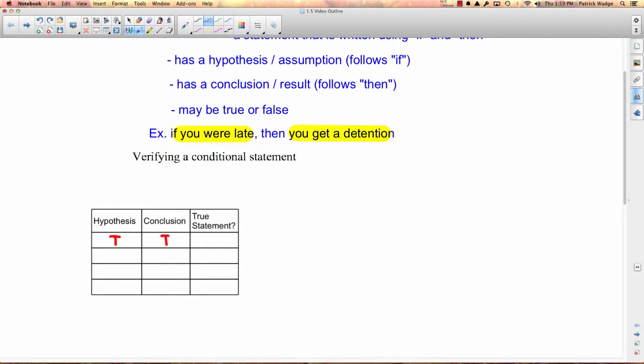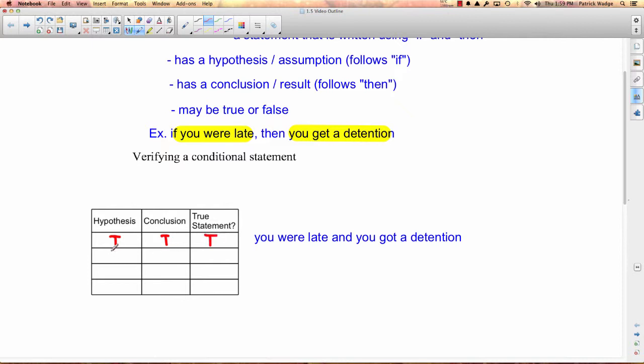So what would that look like? If the hypothesis is true and the conclusion is true, that would mean that you were late. This is true, you were late, and you also got a detention. You were late and you got a detention. So if that happens, you're late and you got a detention, then is this statement true? Yeah, absolutely. This statement says if you were late, then you got a detention, and what happened is you were late and you got a detention. Yeah, this is obviously a true statement.